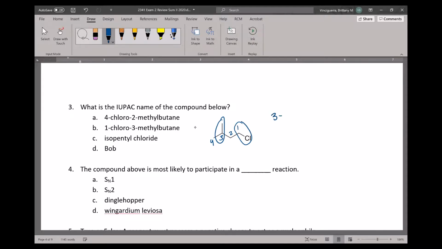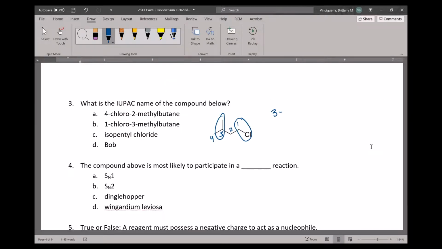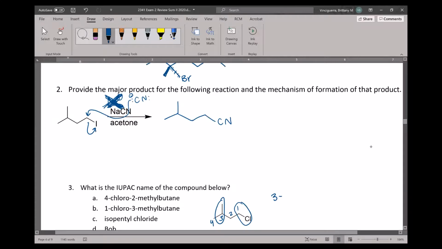Another thing that I sometimes do for the multiple choice is, so sorry, maybe if I put it down lower, I won't have to rest my hand. I'll sometimes write out 3-methyl 1-chlorobutane so that you have the right numbers, but the alphabetizing is incorrect. So that's one type of multiple choice you might see from me.